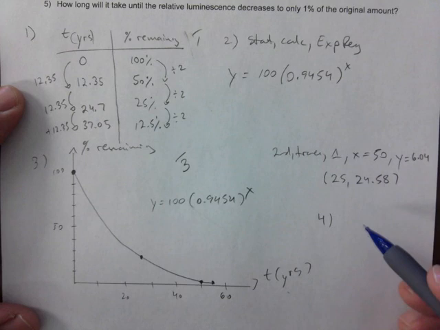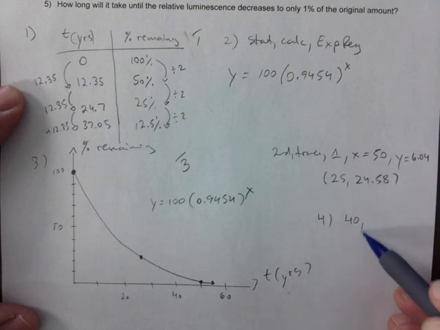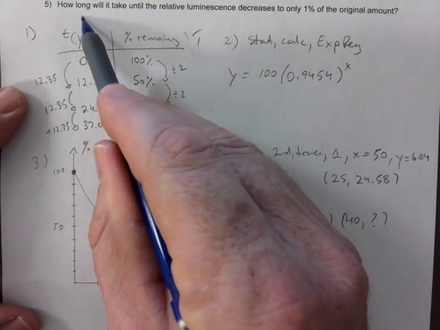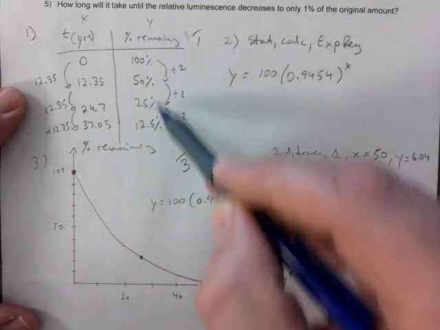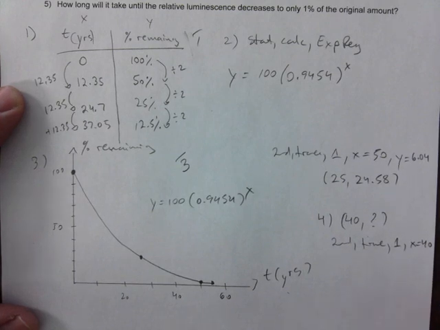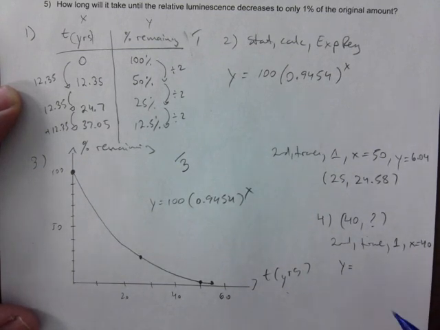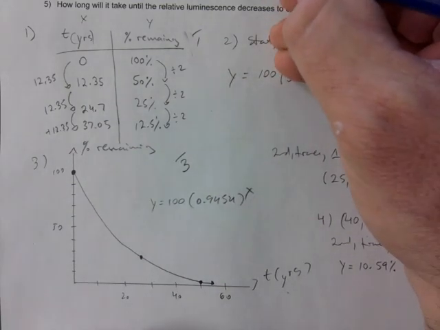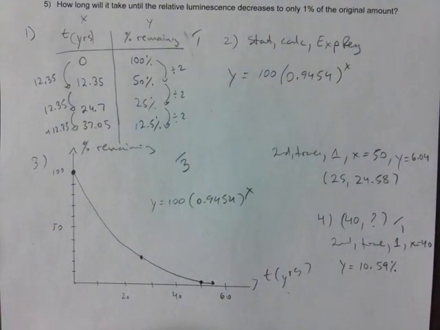Okay. 4, what will be the relative luminescence after 40 years? So they're saying, if time is 40, what's y, right? Because we know all along time is x, the percentage remaining is y. So we're going to go second, trace 1, x is equal to 40, y is equal to 10.59%. So this would be a mark as well. So 3 for graph, 1 for question 4.